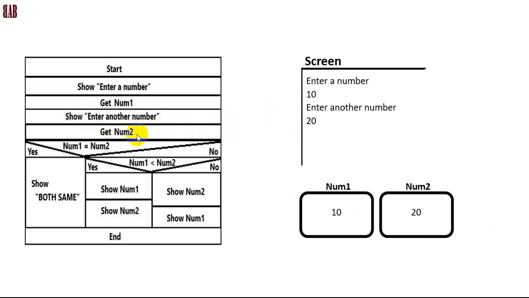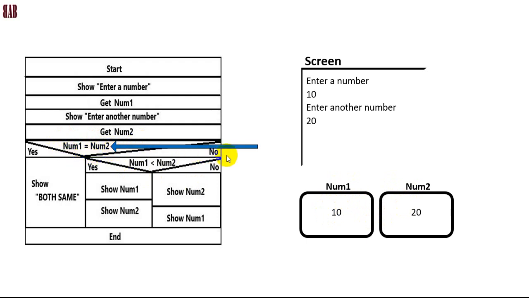And then after this line, we are going into the next line, which happens to be the condition. Here we are checking whether num1 and num2 are same. Num1 equal to num2. This is a condition check. Are they same? No. Num1 is 10, num2 is 20. So this is false. So no.